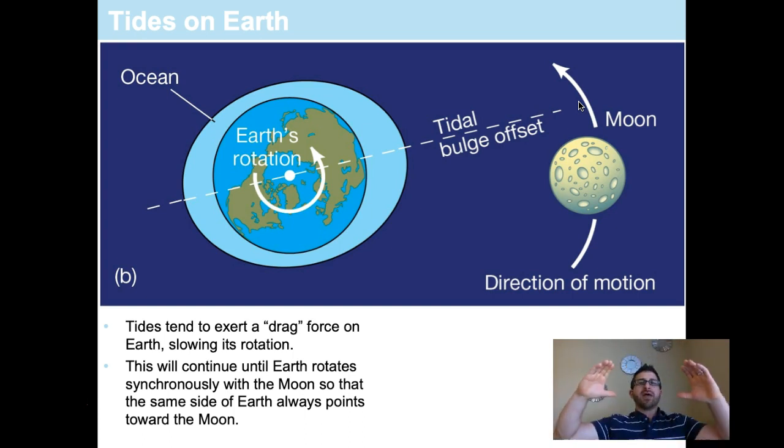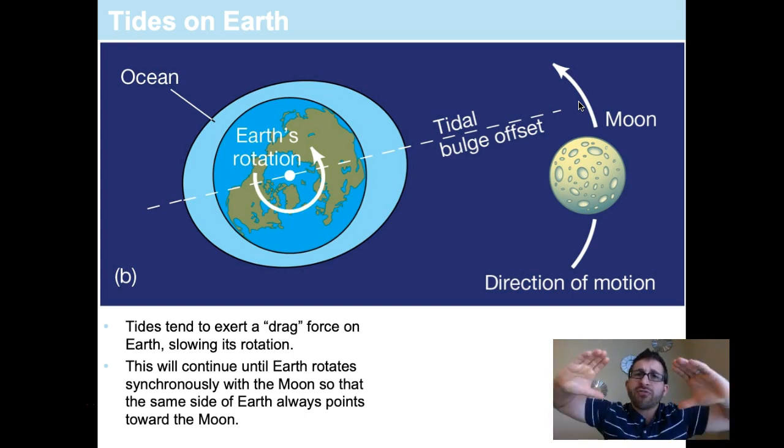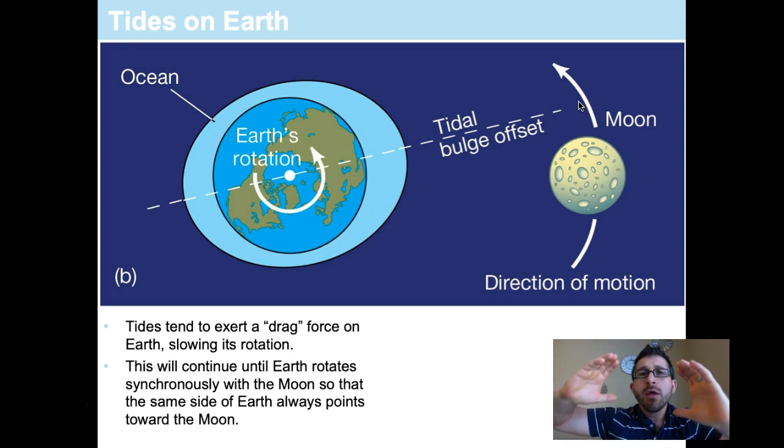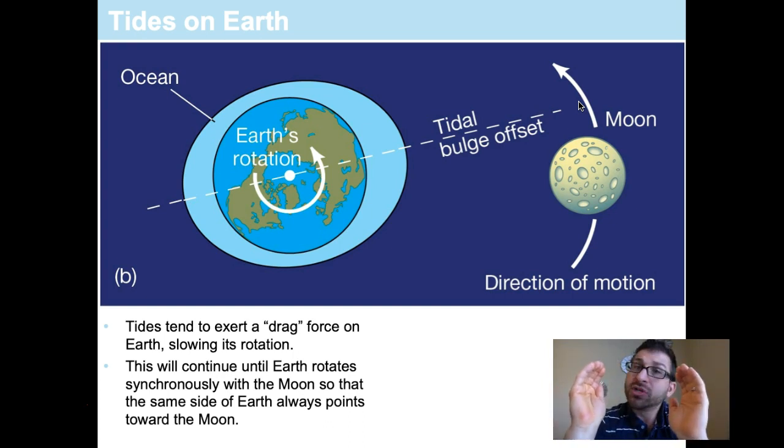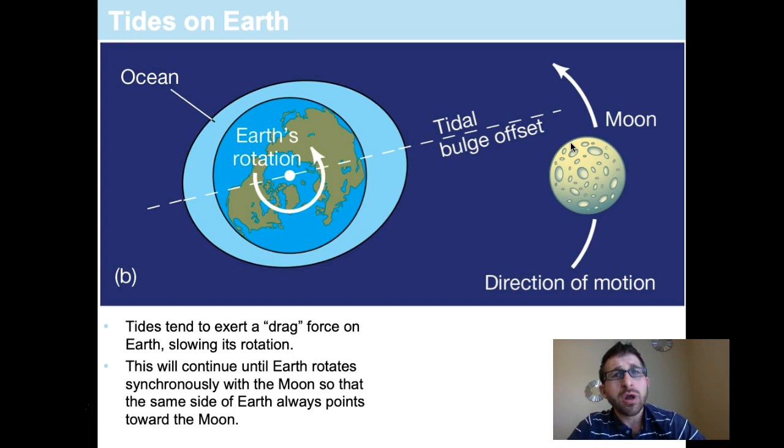Now, this is producing a drag force on the Earth itself. You can think of the Earth as a spinning bike tire. The ocean is almost acting like a brake caliper pushing down on the Earth. And just like in a bike tire, brakes slow things down. So the Earth is actually slowing down in its rotation, and in the past, the Earth's day was shorter than it is now. In the future, the Earth's day will be longer because the Earth's rotation is slowing.